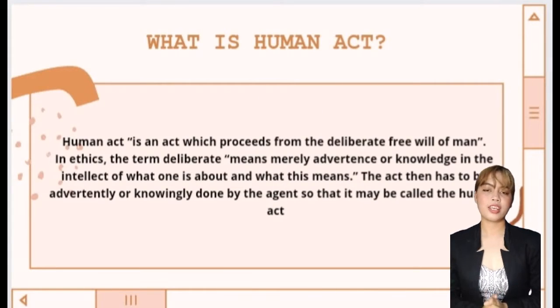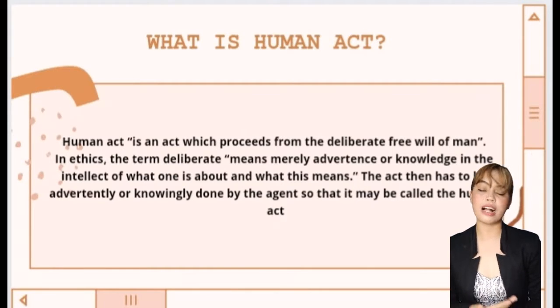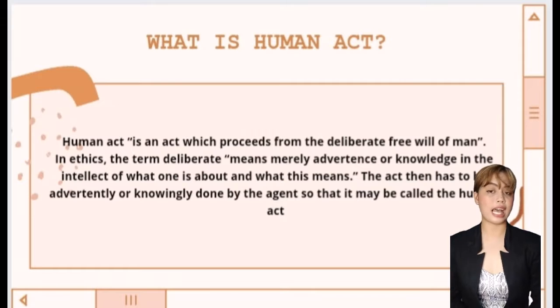What is a human act? A human act is an act which proceeds from the deliberate free will of man. In ethics, the term deliberate means merely advertence or knowledge in the intellect of what one is about and what this means. The act then has to be advertently or knowingly done by the agent so that it could be called a human act. So why human acts? Human acts reveal the value of responsibility or accountability. Man and woman take responsibility for these actions.